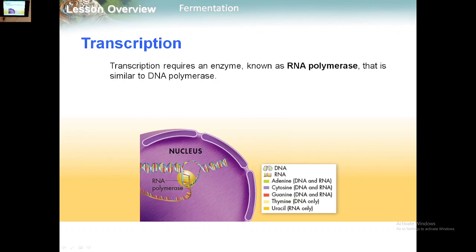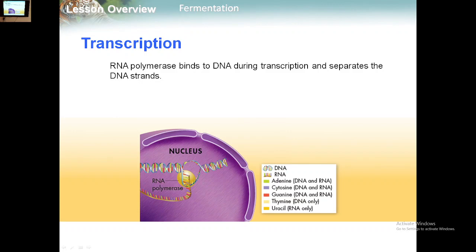Transcription requires an enzyme known as RNA polymerase. So we have an enzyme here called RNA polymerase, which will start the transcription of RNA. It is similar to the DNA polymerase, with a similar structure and similar function. Look at the original DNA sequence and the forming RNA sequence. As you can see, we have here the thymine and the uracil. You will face here uracil instead of the thymine that is found in the DNA.